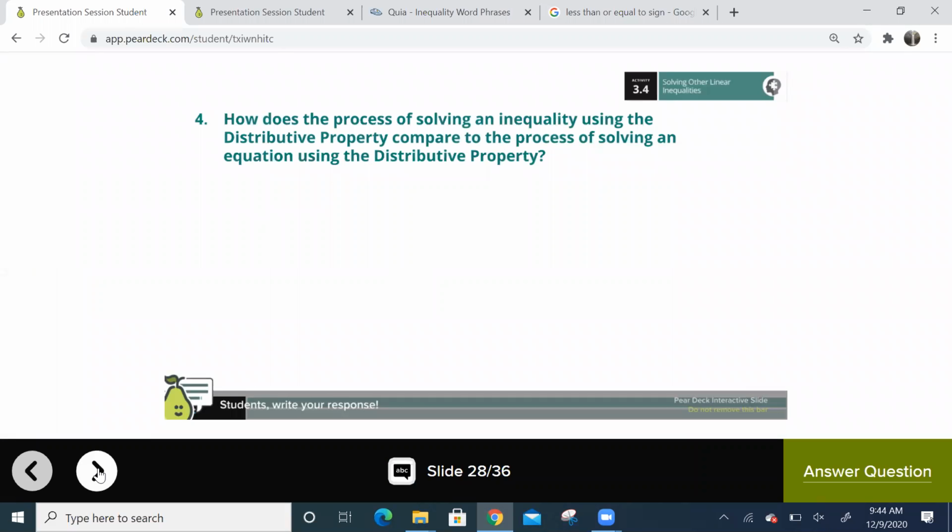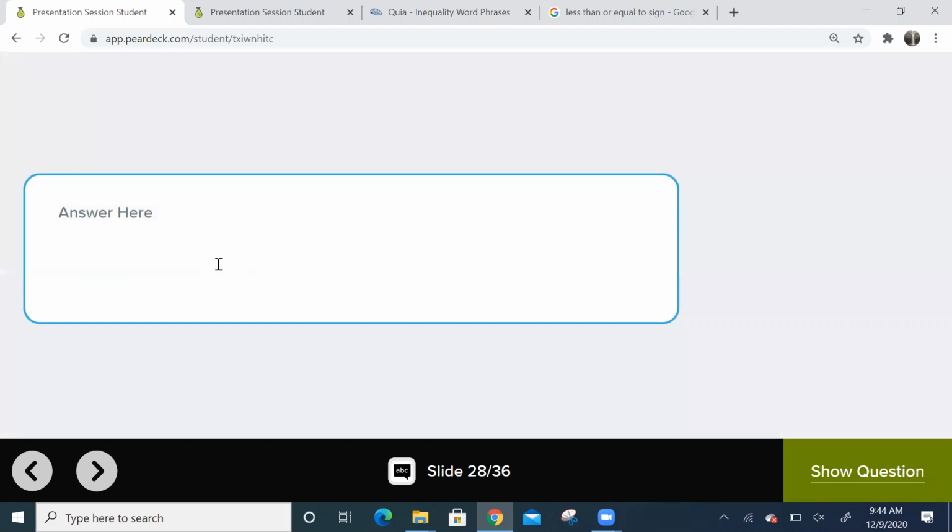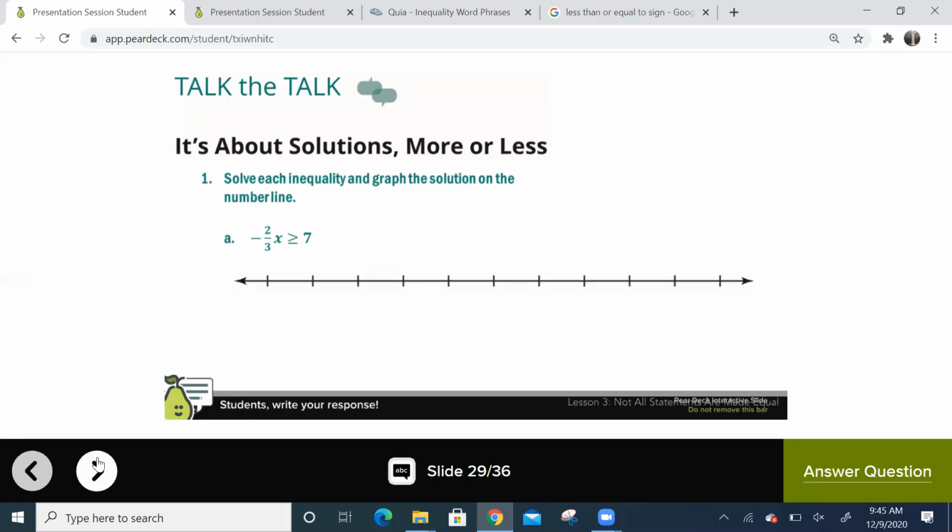How does the process of solving an inequality using the distributive property compare to the process of solving an equation using the distributive property? Okay, so it's the same. Using this, the process is the same. Okay, it's about solutions more or less.